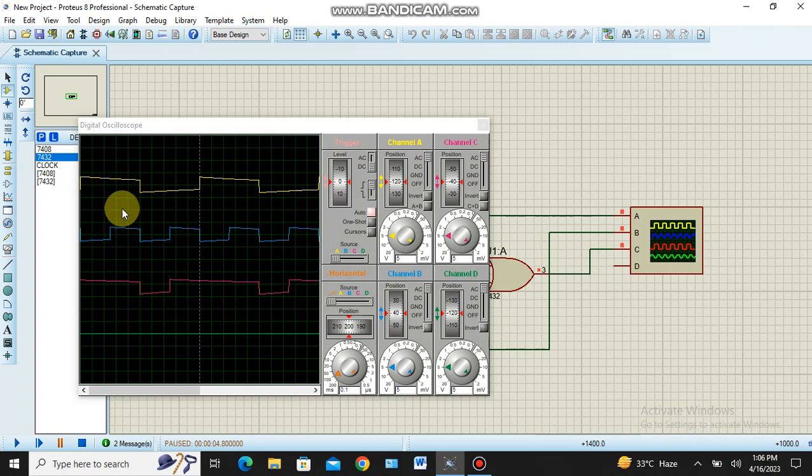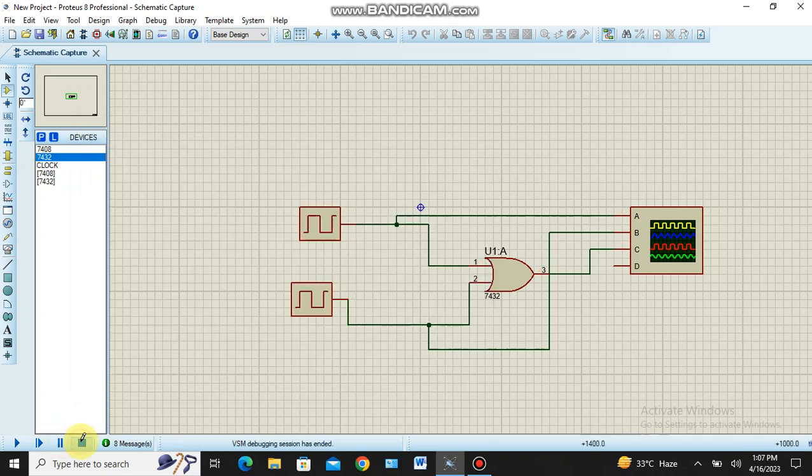Why? Because any one of the inputs is high. See here, input 2 is 0, input 1 is 1. In this case, both inputs are logic 1. In this duration, input 1 is 0, input 2 is logic 1. In this duration, input 1 is logic 1, input 2 is logic 0. In this stage, both inputs are logic 1. So wherever any one of the inputs is logic 1, the output is logic 1. This is the OR gate. In a similar way, you can verify any of the gates with the help of waveforms.